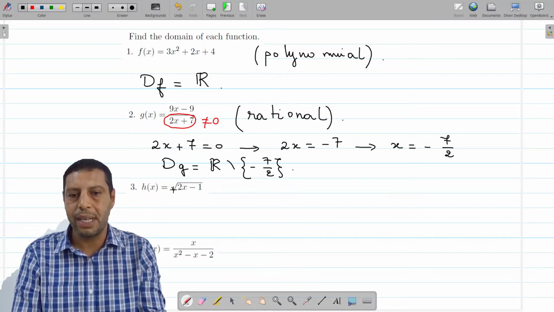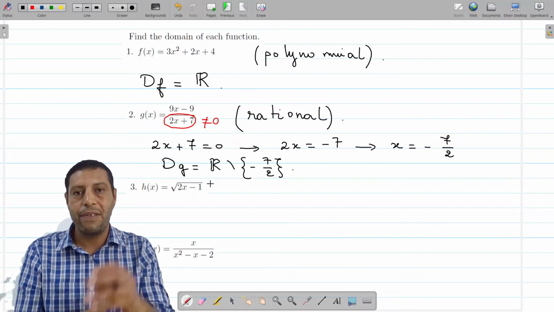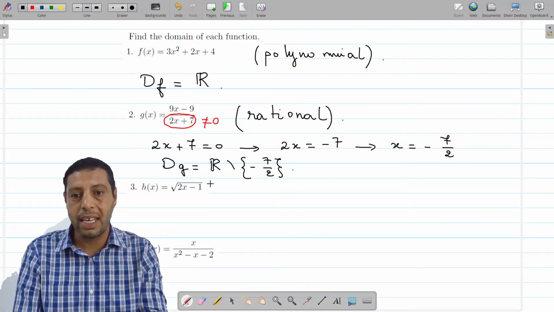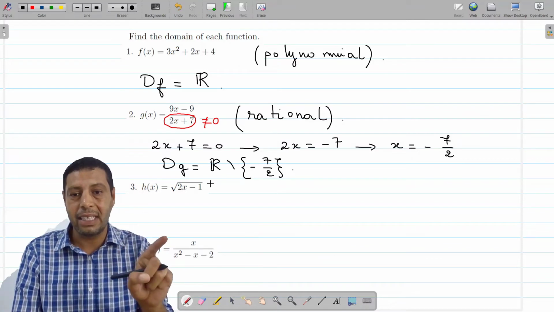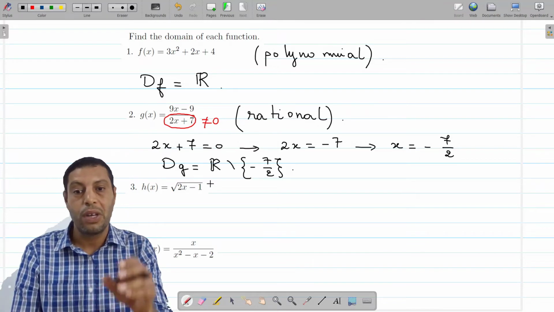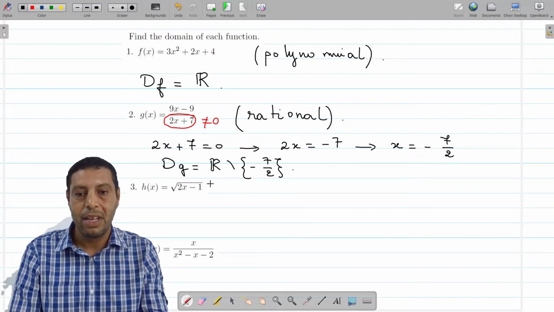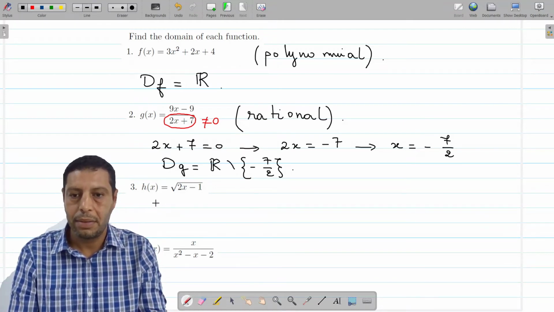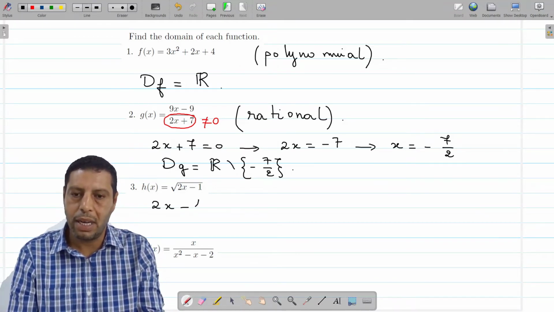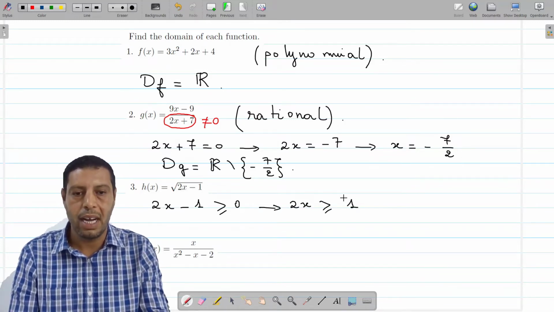h of x equals square root of 2x minus 1. Here you have to know that if you have a square root, you have to check that what's inside is not negative. You may have 0. So you have to check that what's inside the square root is non-negative. Let's do this. 2x minus 1 greater or equal to 0, which means that 2x greater or equal to 1 by moving the negative 1 to the other side.